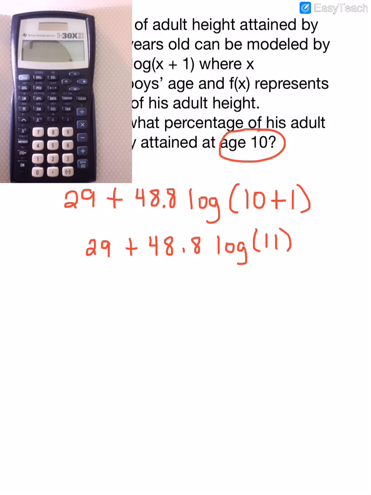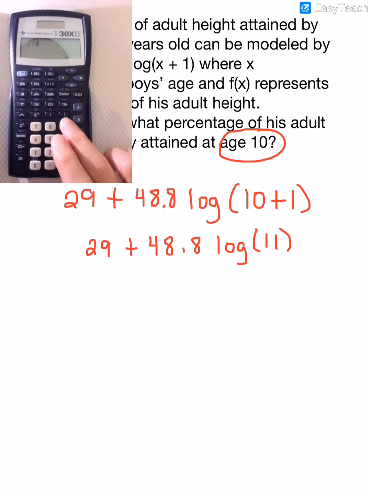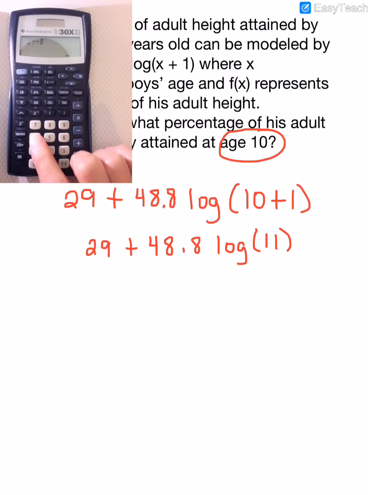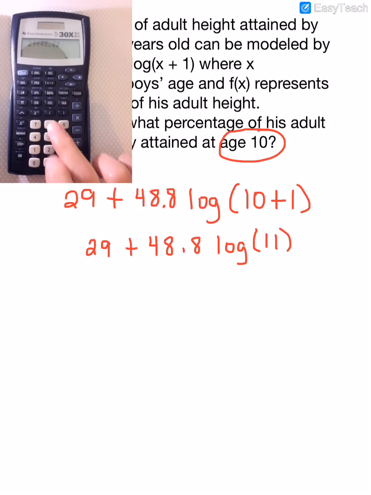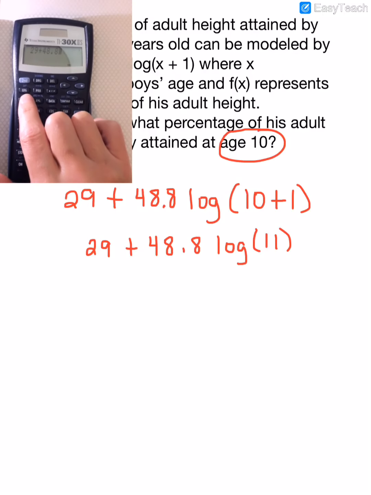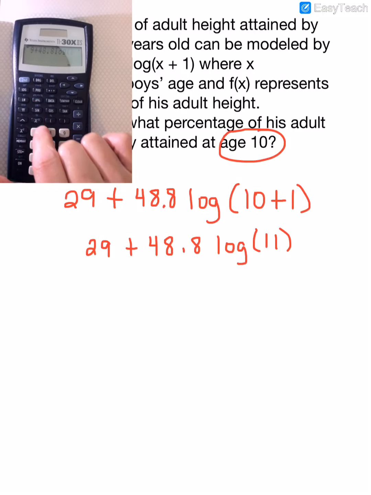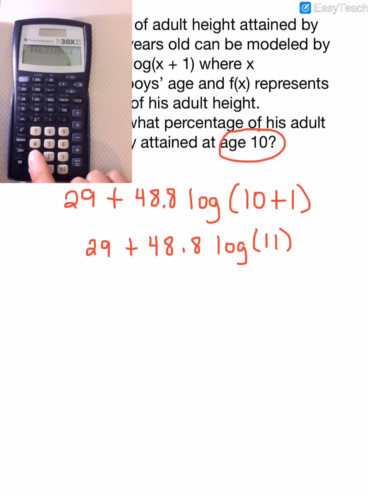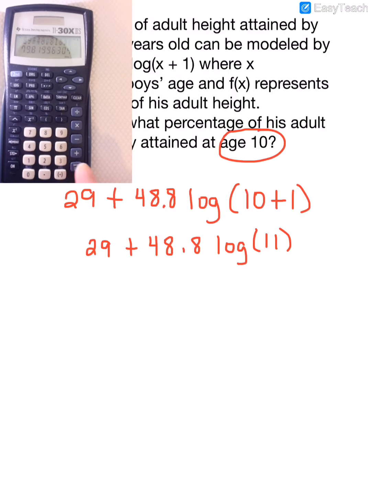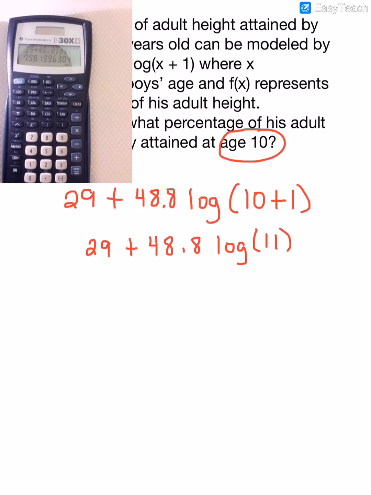If you're using the TI-30XIIS, the way that we would put this in the calculator, you just put it in from left to right: 29 plus 48.8, and then we have a log button. Right here, we see the log button, and just press that, and 11, close your parentheses, and we hit enter, and we get 79.82.